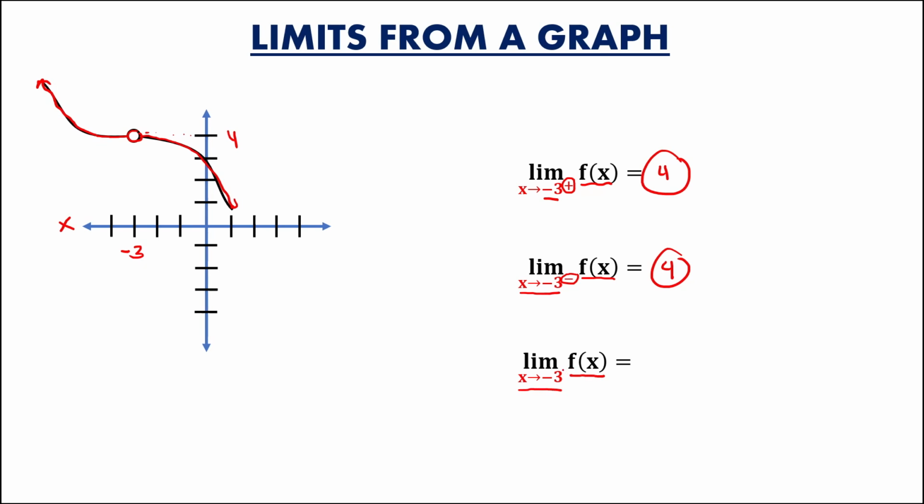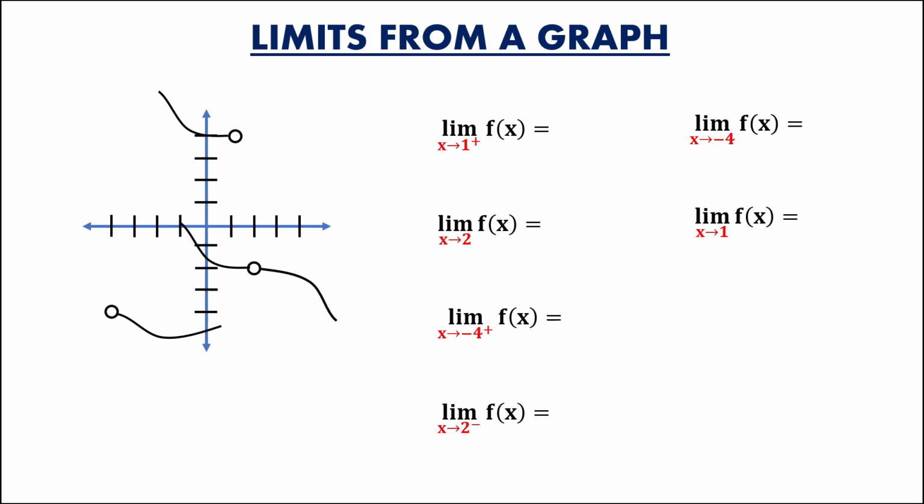Then for this limit of a function as x approaches negative 3, there is no direction, so there must be a right side limit and a left side limit. Since from this coordinate there is a right side limit and also a left side limit, this limit is equal to positive 4.